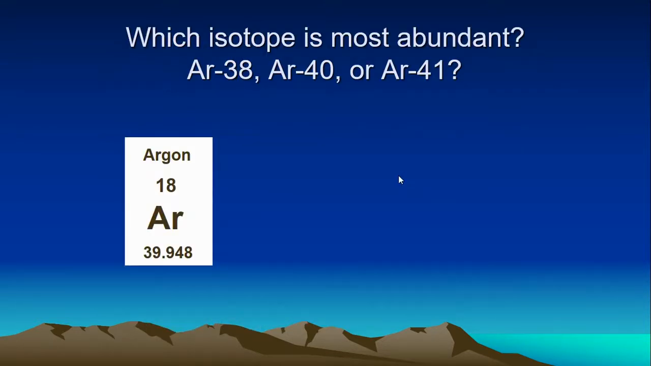Okay. So if we were to look at argon, argon has 3 isotopes. It has isotope argon 38, it has argon 40, and it has argon 41. So looking at argon, it's got an average atomic mass of 39.948. So if you were to predict which of the isotopes contributed the most to this weight, well, this rounds to 40. Argon 40 is probably contributing the most to the weight.